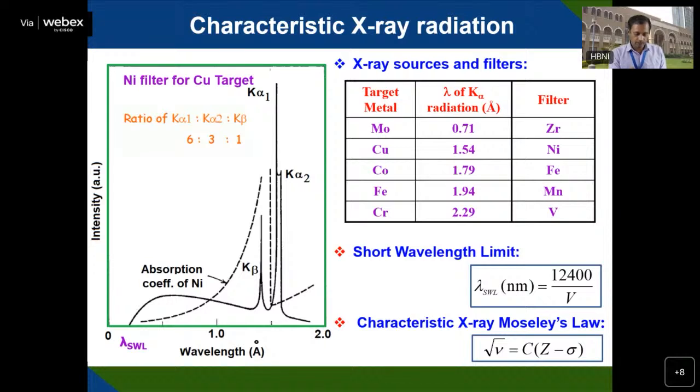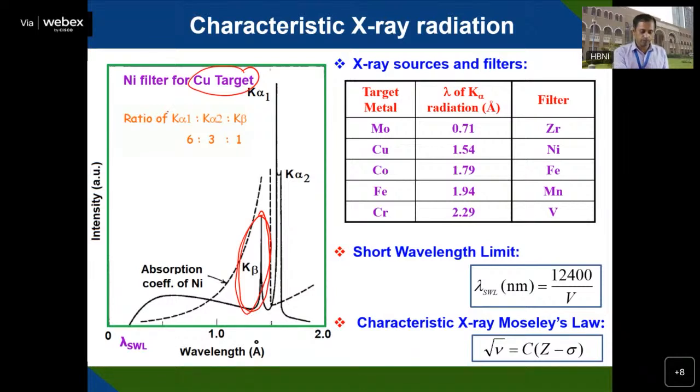K alpha is generated when you have a K-shell electron transition, and likewise for K beta, the higher energy. For an X-ray tube with a copper target, K alpha 1, K alpha 2 and K beta are possible. K beta sometimes creates noise in the X-ray diffraction pattern, and it causes the splitting of the peaks that you can observe.